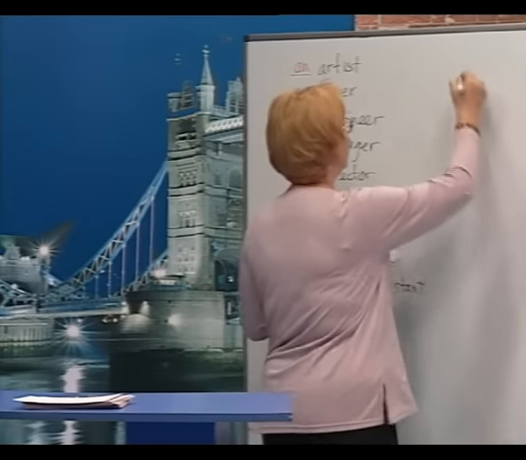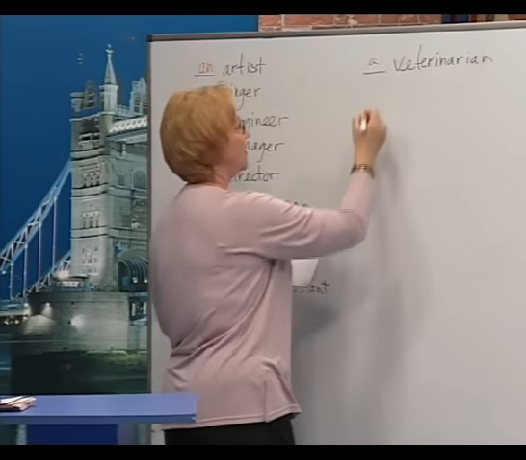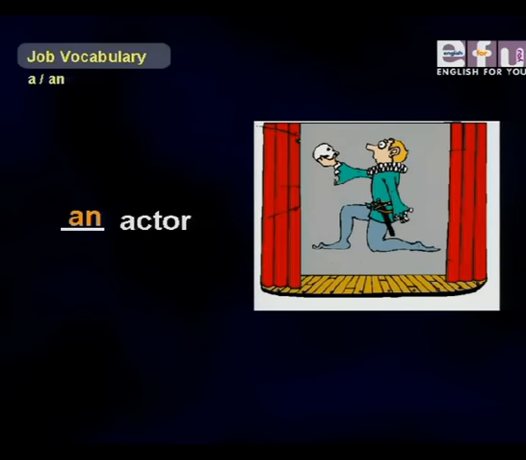All right. Here's another big one. Lisa, veterinarian. A veterinarian. Yeah. Good girl. Okay, Ali, you get a short one. Ali, actor. An actor. Okay. Because of that A. Good. Isabel. Waitress. A waitress, yes. Okay, and we have waiter. Lisa, waiter? A waiter.